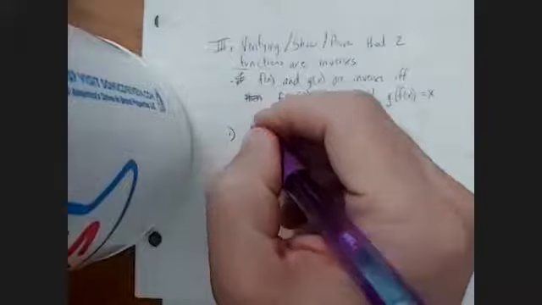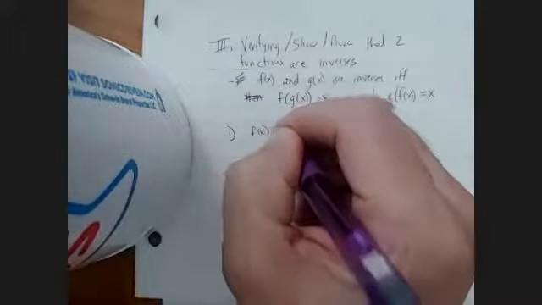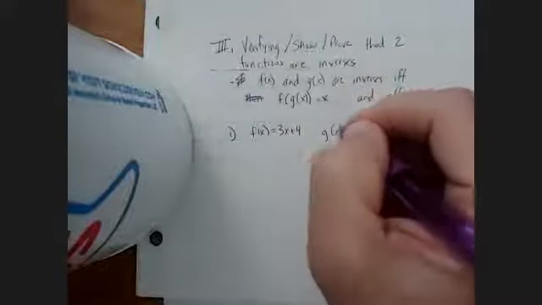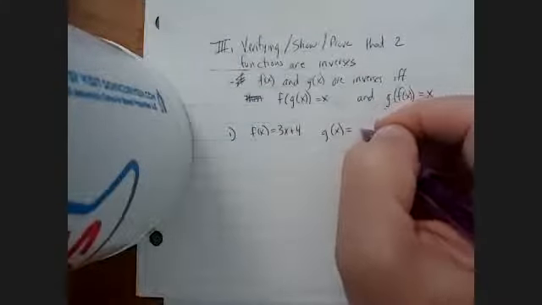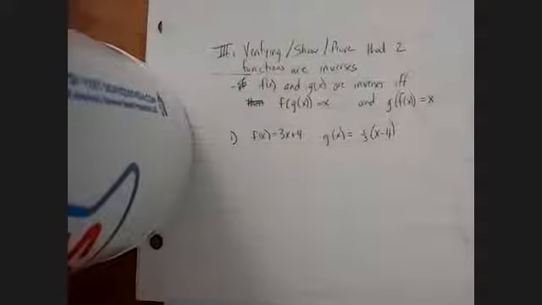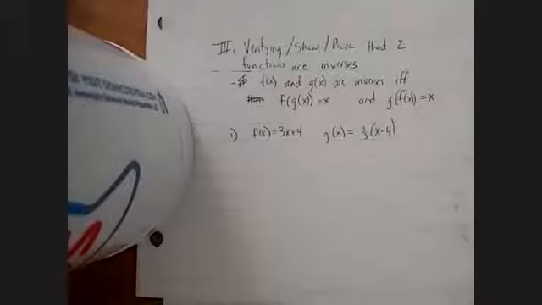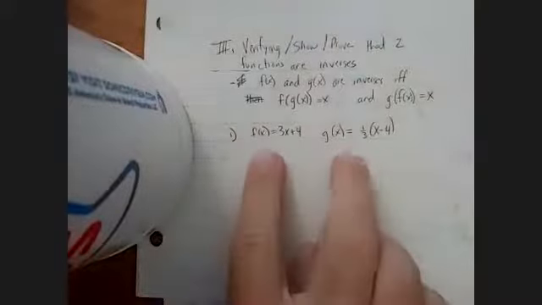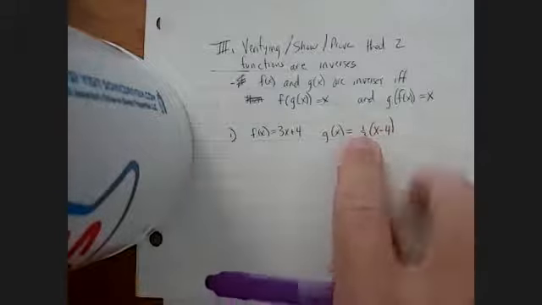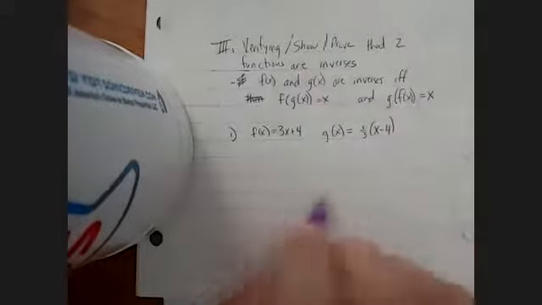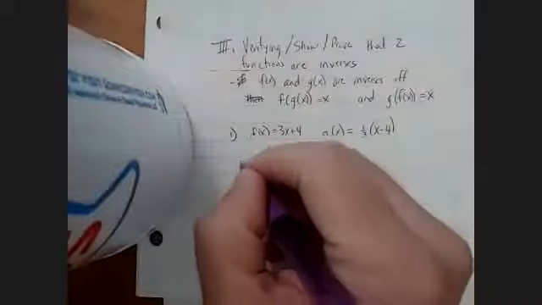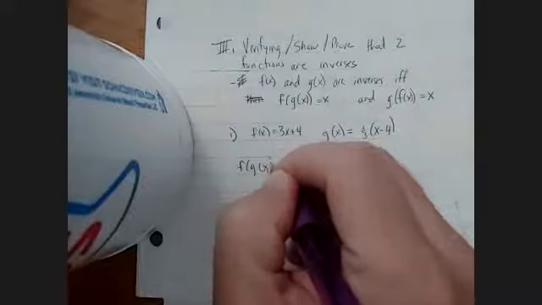So let's try one. Let's try f of x equals 3x plus 4 and g of x equals 1/3 of x minus 4. Now we should be suspicious that this is going to work because we got times 3 and plus 4, and over here we got minus 4 and divided by 3. So there is something about those being opposites or inverses, but just looking at them isn't enough. We have to show f of g of x.